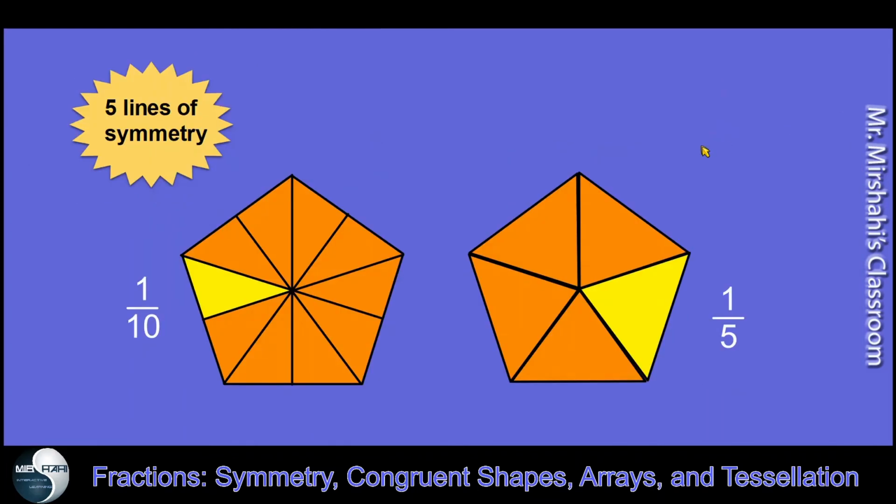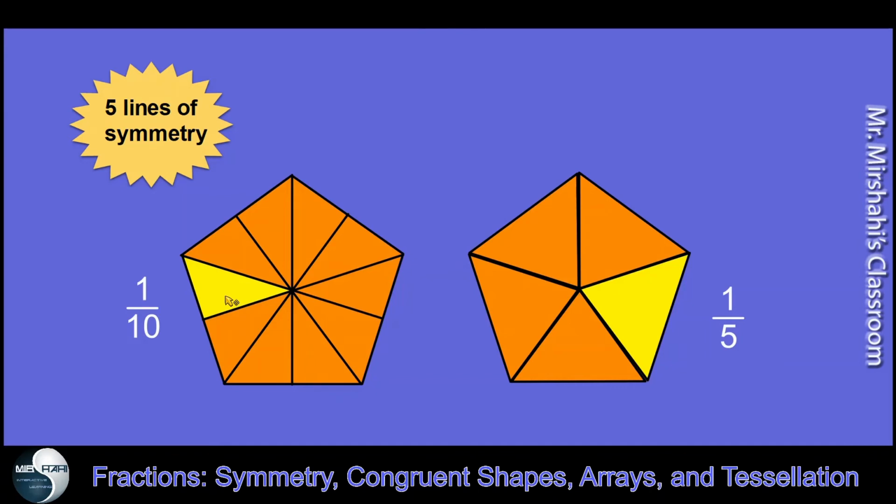Let's move on to the next. We have a regular pentagon. Again, a regular polygon, all sides, all angles are the same. And a regular pentagon has 5 lines of symmetry, and I drew them here. When you draw them all, you get 10 pieces in there because each line of symmetry divides the shape into 2 halves. So 5 times 2 is 10.